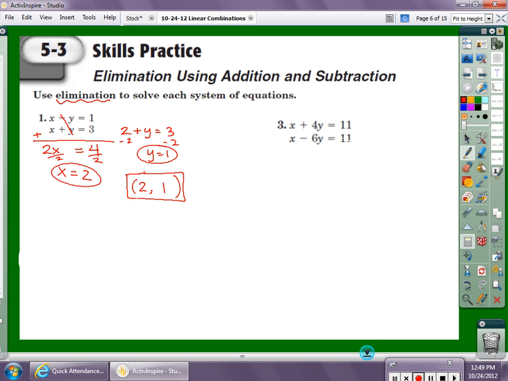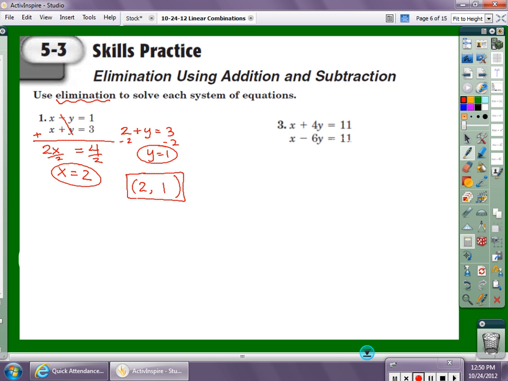Now if I wanted to check my answer, like you're going to do on your test or your quiz coming up next Monday, you're going to plug this x and y back into both equations and check. Make sure that they make true statements. Okay? All right, so this is something we learned in Algebra 1.